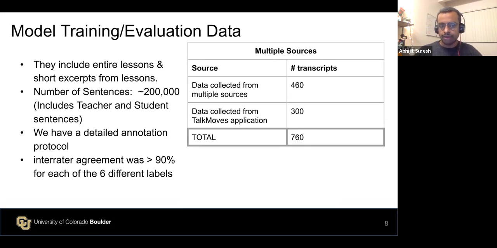And we have a detailed annotation protocol. We have 2 human annotation experts who annotate each individual sentence with a high inter-rater agreement, more than 90% for all the 6 different TalkMoves.